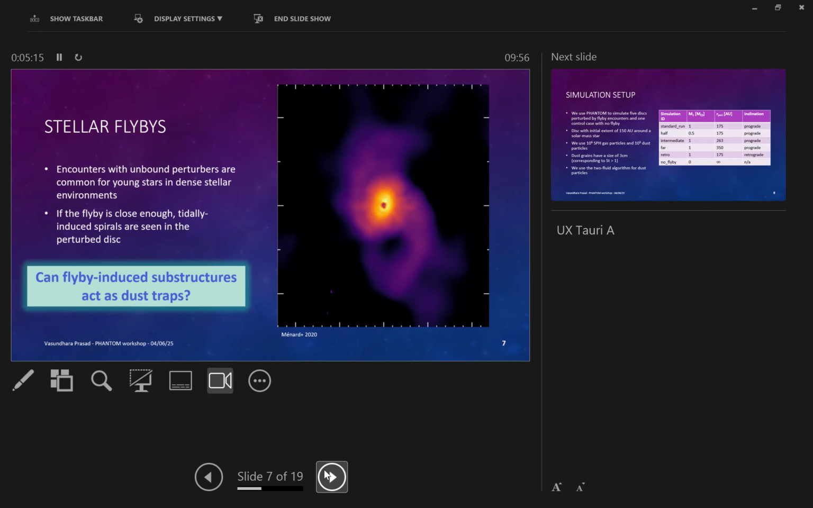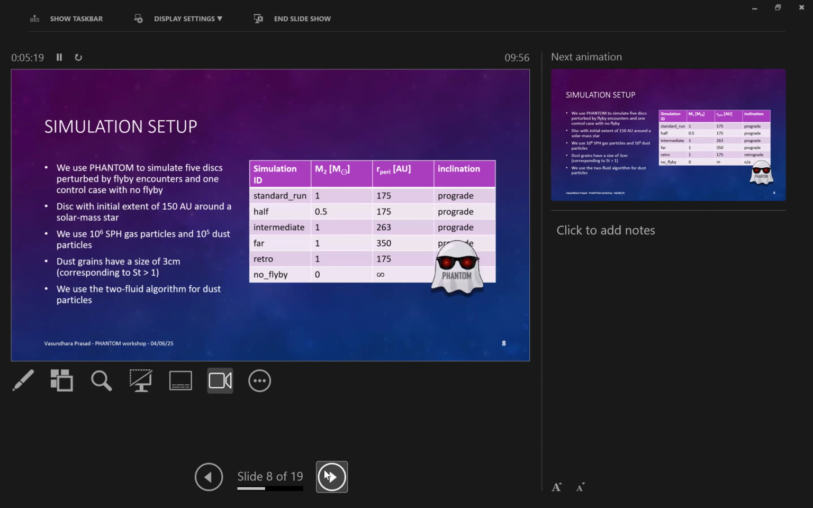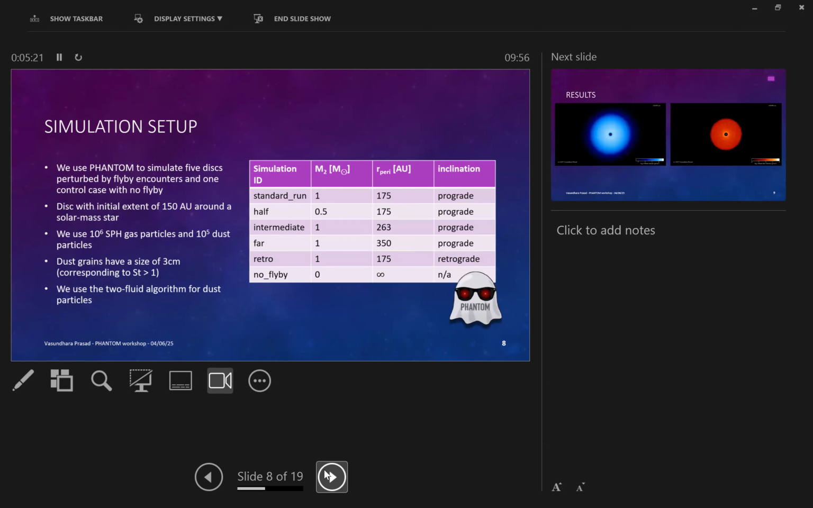And so I ran some simulations with Phantom to investigate this. So we've simulated 5 disks perturbed by flyby encounters, and then we also, importantly, simulated 1 control disk, which just sat there and nothing happened to it. And we've got a disk with an initial extent of 150 AU around a solar mass star.